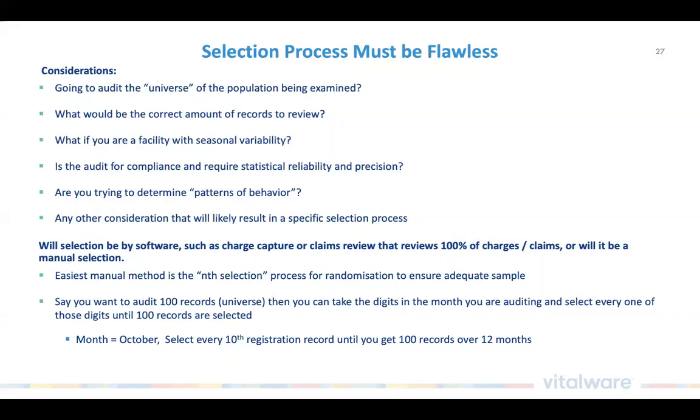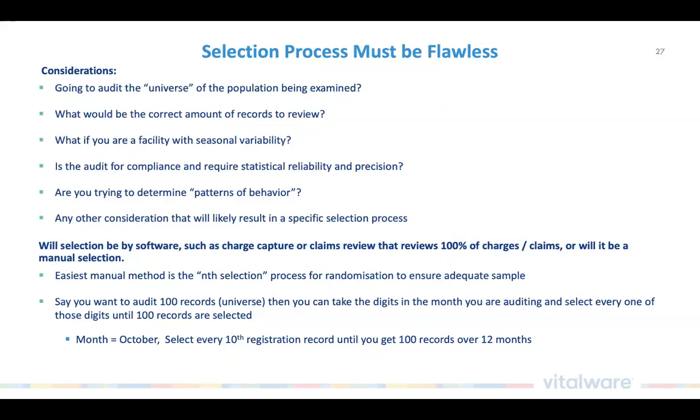Will selection be by software such as charge capture or claims that reviews 100%, or will it be by manual selection? And you can have one or both. So you might want to do an audit that's just by manual selection, and you follow it up with your daily charge audits with software. Or you have your daily charge audits with software and you find a pattern of behavior and you want to audit a subset of that. It can be any type of variation on it.